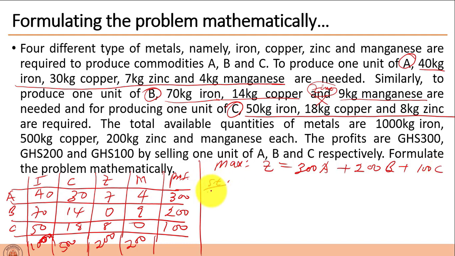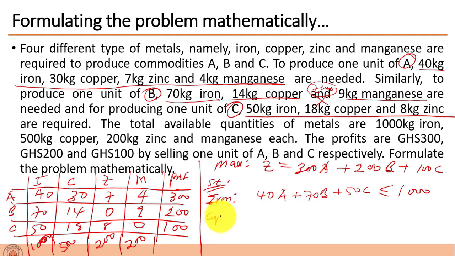Subject to some constraints. What are the constraints? One is the iron constraint. Iron. So iron, how much is iron given to A, iron given to B, and iron given to C. So I have 40A plus 70B plus 50C. This combination should be less or equal to 1000 because we do not have more than that.